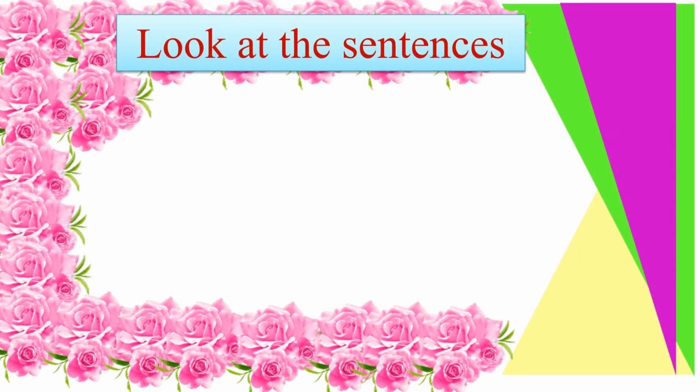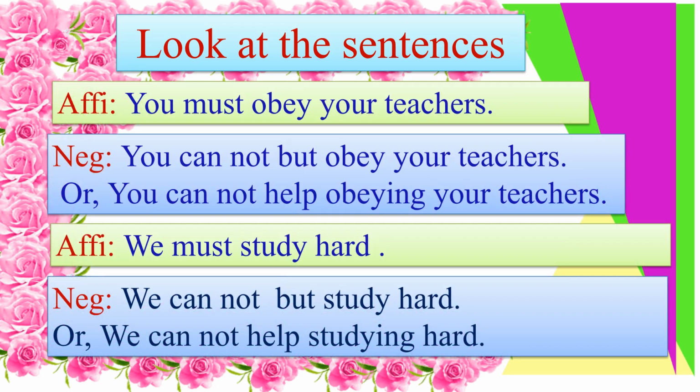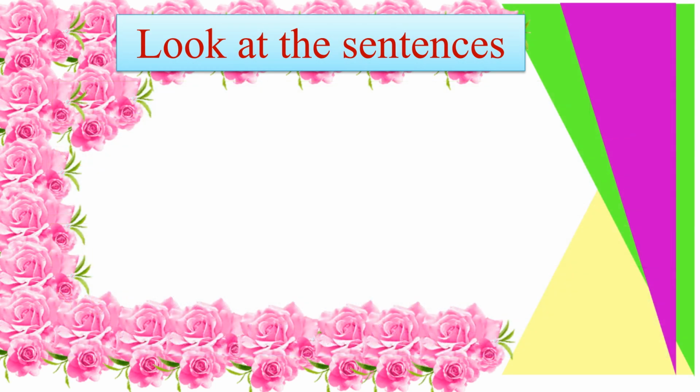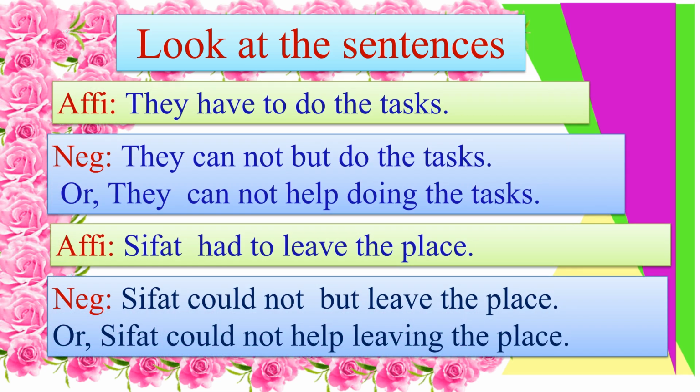Let's look at sentences with must. Affirmative sentences with must change to negative sentences using either cannot but or cannot help, plus the base form of the verb. Observe these sentences. Affirmative sentences with have to or had to also follow a similar structure with cannot but or could not but.